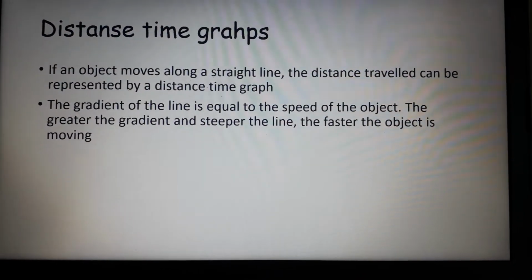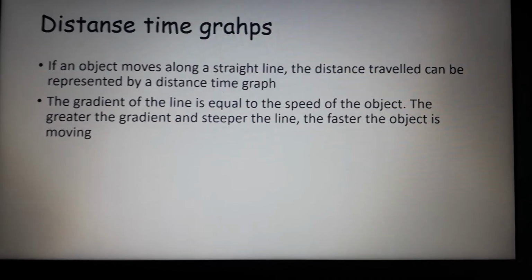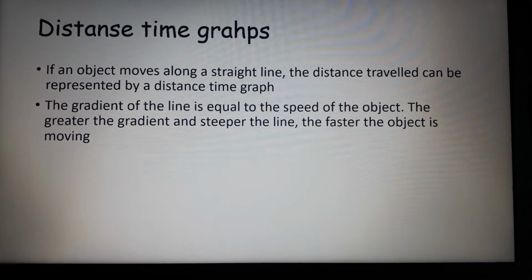Distance time graphs. If an object moves along a straight line, the distance travelled can be represented by a distance time graph. The gradient of the line is equal to the speed of the object. The greater the gradient of the line, the faster the object is travelling.